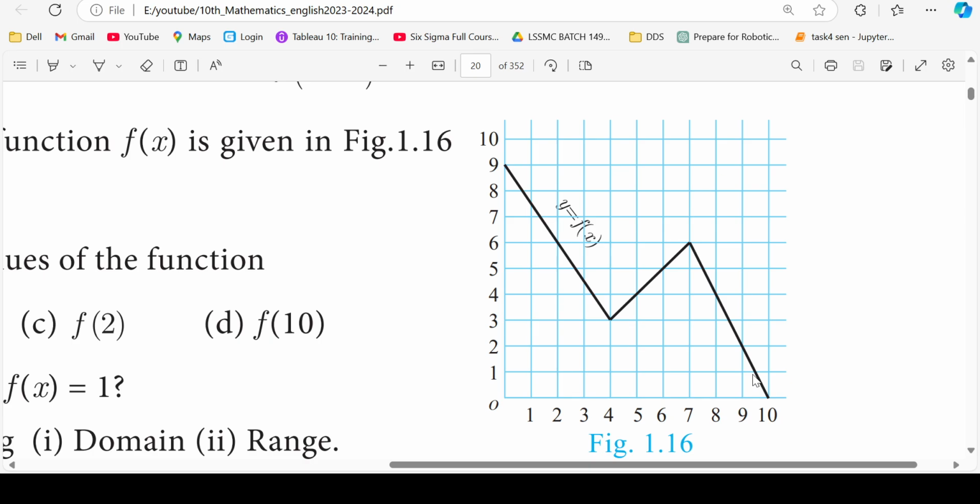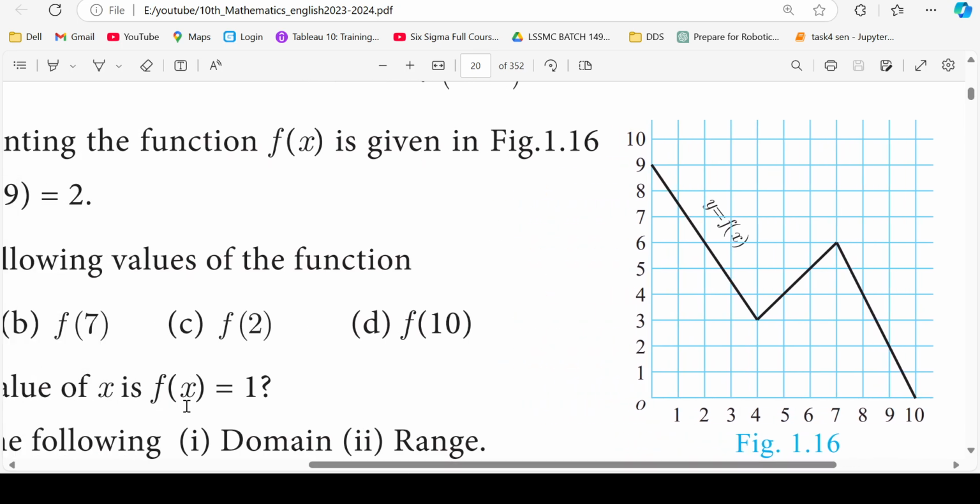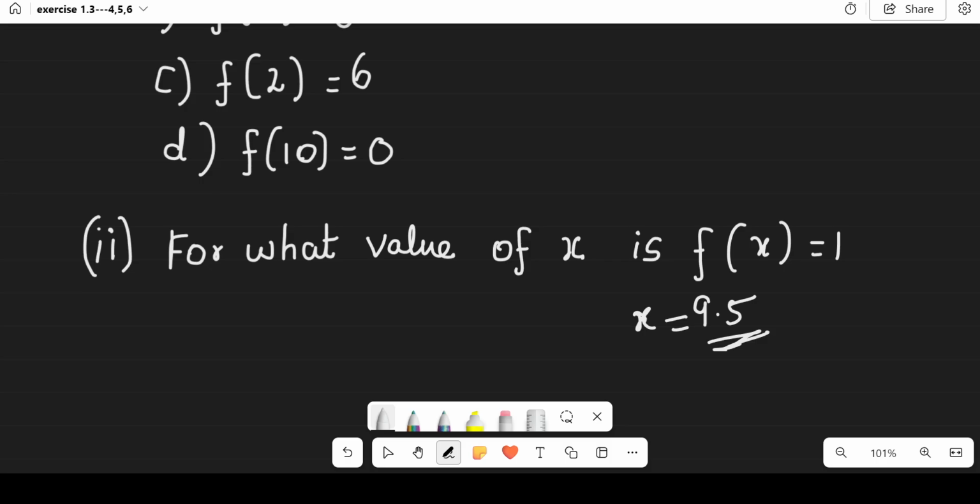So the answer is: the x value is 9.5. So here, for what value of x is f of x equal to 1? The answer is x is equal to 9.5. Okay, and then next question.